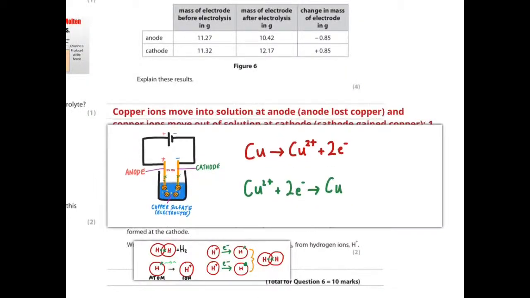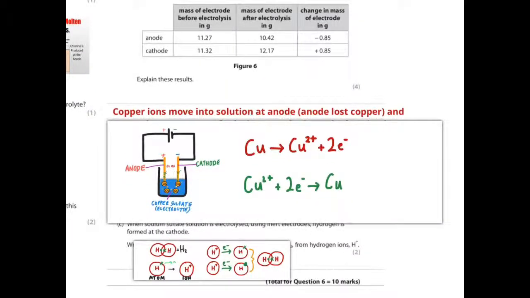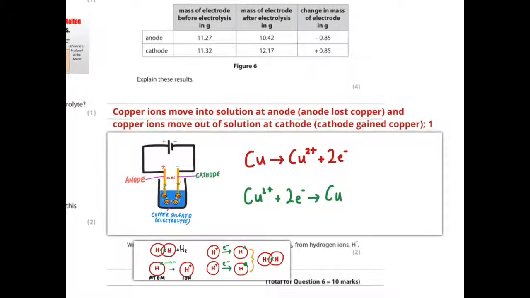That's why the arrow is in a different position. So how do you write this? Copper ions move into solution at the anode, or the anode lost copper for 1 mark, and copper ions move out of solution at cathode, and cathode gained copper. So 1 mark rather for saying both, linking these points. So what's lost here is gained here. Just by saying that, what's in brackets here, you get a mark.